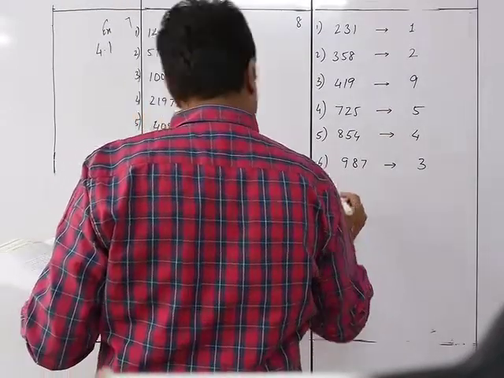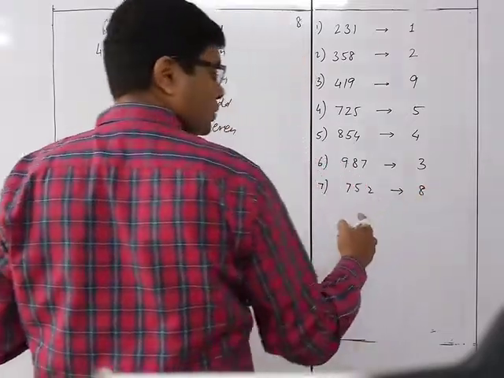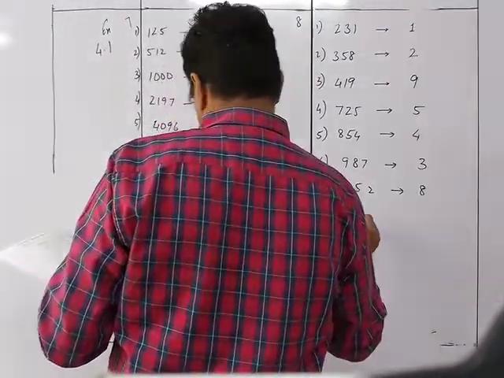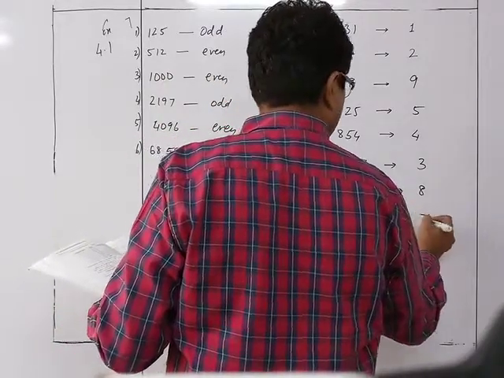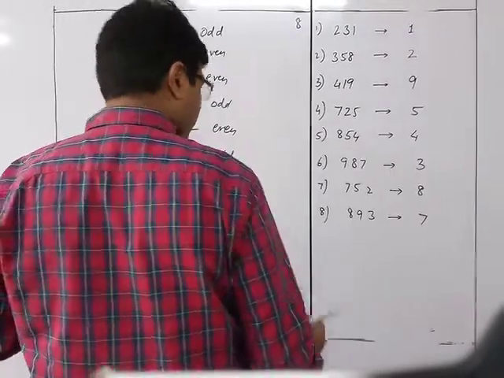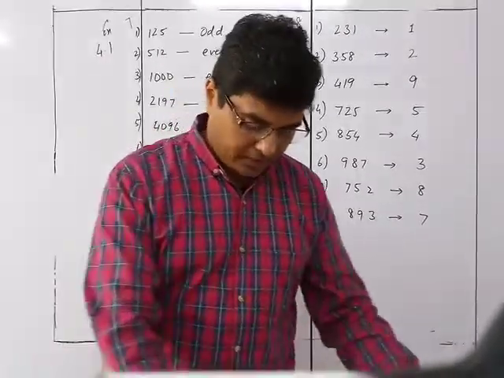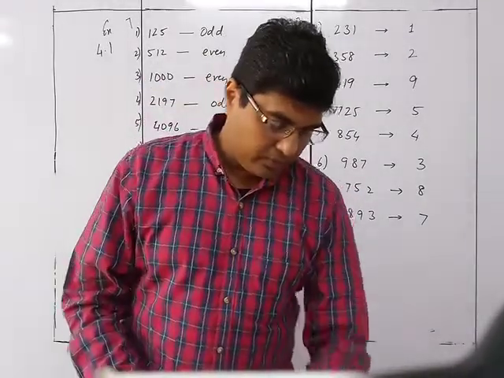Next is the 7th number, 752. Again it will be 8, because 2 goes to 4, 4 goes to 8. So 8 over here. And the 8th question is 893. So 3 is divided by 7. This way you have got the answers for 1 to 8 of that particular thing. So that was question number 8.